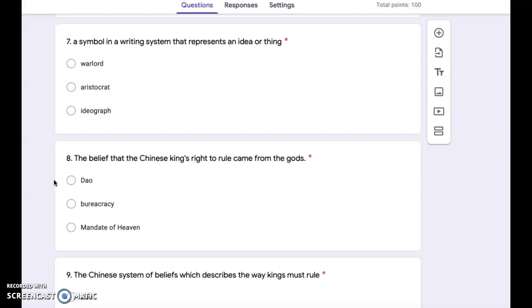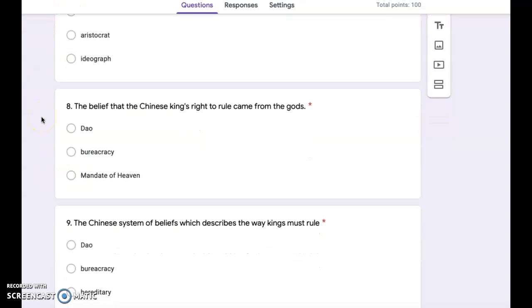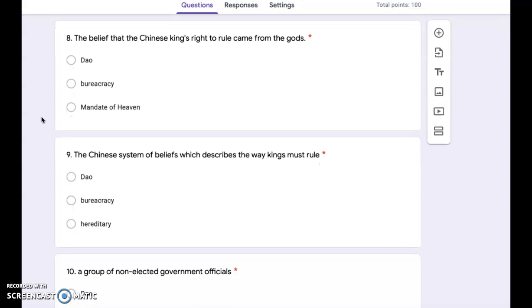Number 7, a symbol in a writing system that represents an idea or thing, warlord, aristocrat, or ideograph. Number 8, the belief that the Chinese king's right to rule came from the gods, Tao, bureaucracy, or mandate of heaven.